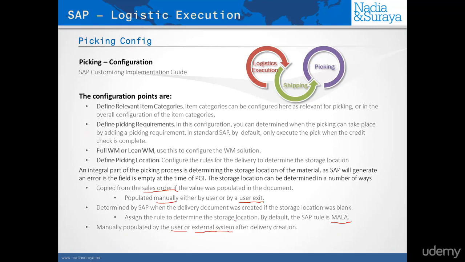Also, you can populate the storage location via user exit in the delivery. A user could manually populate it, or you could even populate it from an external system. So for example, if the picking was done by an external system, when it confirmed the picking, it could also send the storage location.